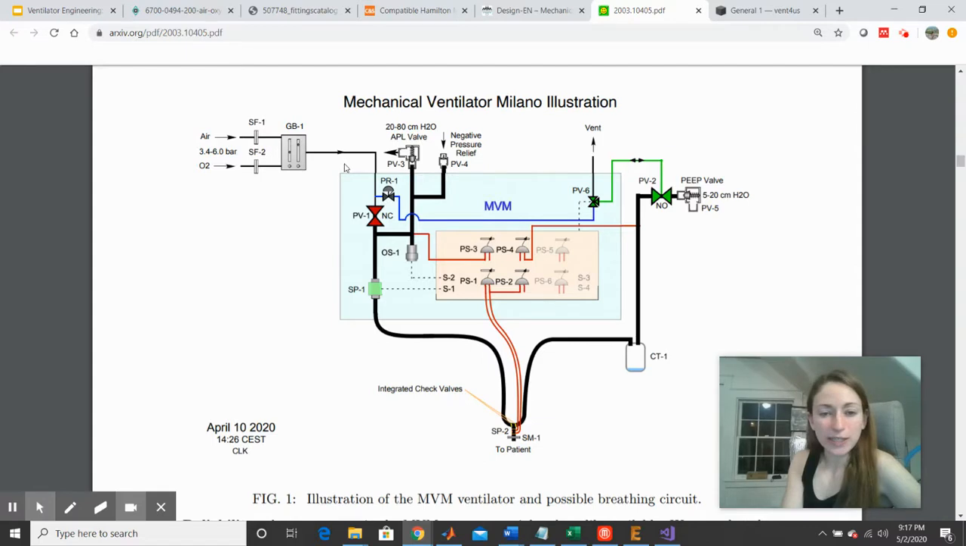So following along the inspiratory limb from the gas blender, we have this valve-like symbol called PV1. So I may immediately assume that PV1 stands for proportional valve 1. And indeed, if you read the paper, this is actually a proportional valve, but my intuition about the acronym may be thrown off by PV2, which I don't believe is actually a proportional valve. I think it's more of a solenoid valve.